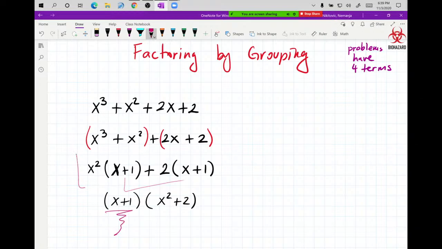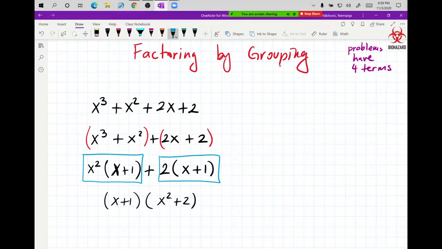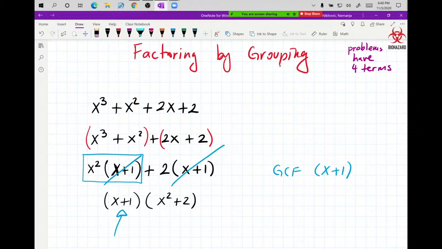So when you look at this, let me just erase all of these lines, and I'm going to put them in boxes. So this is your first term, and this is your second term. Now, what do they have in common? The GCF is the x plus 1. So when we factor that one out, we kick it and we put it here, what is the leftover? The leftover is x plus... no, x squared plus 2. Does that make sense now? Okay, good.